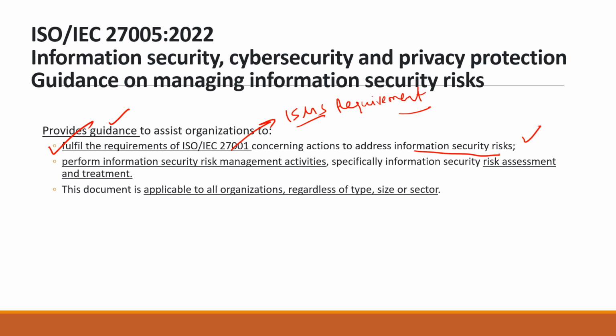Number one, this particular standard also talks about how we do the risk assessment and how we do the risk treatment, especially the information security risk assessment. So this gives guidance on how we go about information security risk assessment. In the earlier session we had talked about how we do the risk assessment and what risk treatment is. This is specific to information security risk assessment and treatment, and this is applicable to all organizations regardless of type, size or sector. So wherever we are, if there are risks related to information security, this is a very helpful document we can go for.